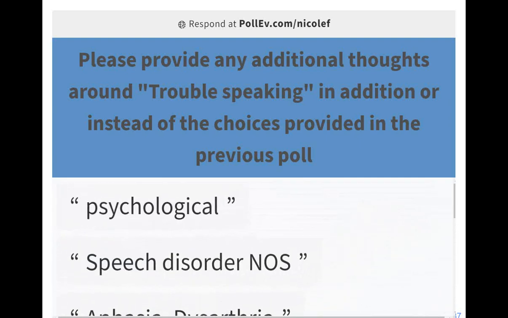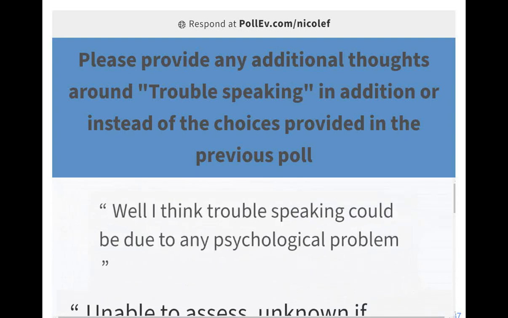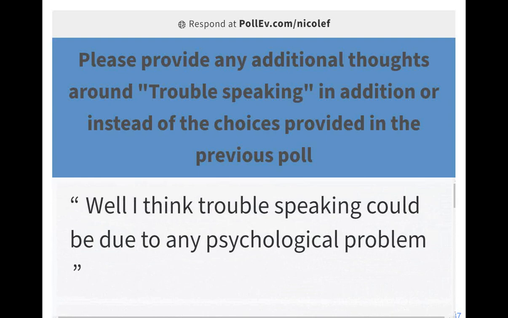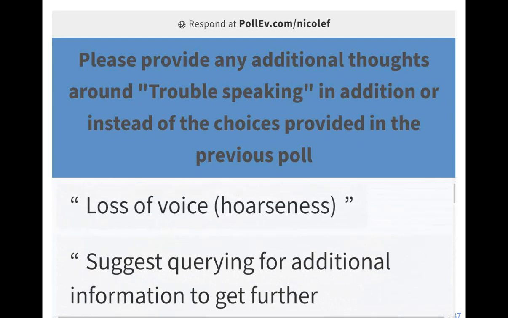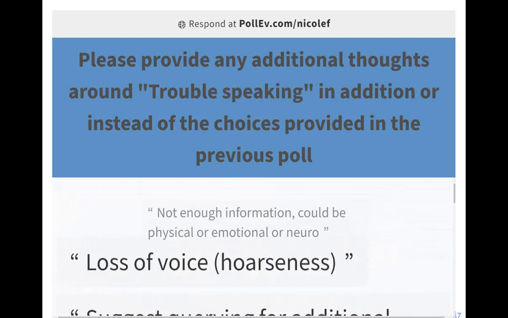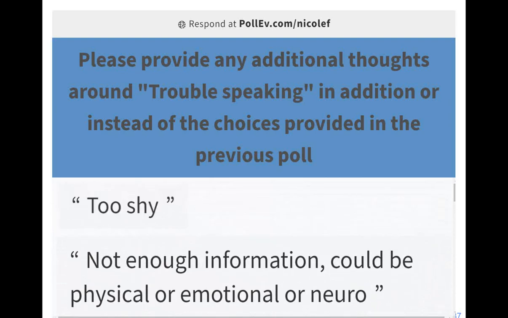psychological, well, that's true, could be. Could even be anxiety, right? Sometimes people have an anxiety attack and they can't speak. I think trouble speaking can be due to any psychological problem. Query, okay, keep it going. Loss of voice, hoarseness. So Samina, when you see this term, are you thinking some of the things that the people are putting in here as well?